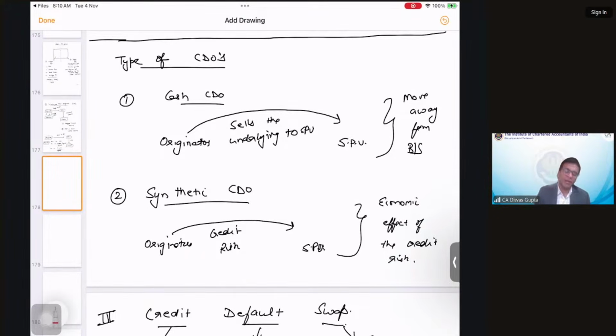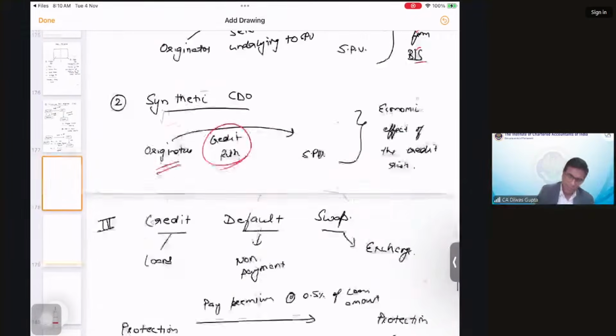Now, CDOs can be of different types. One is cash CDO, second is synthetic CDO. Cash CDO is basically where the cash moves... sorry, the receivable moves away from the balance sheet and cash comes in. But here, only the credit risk is transferred. In synthetic CDO, the receivable is still sitting in your balance sheet.